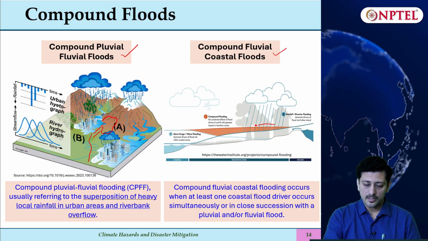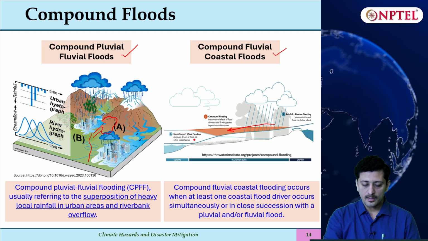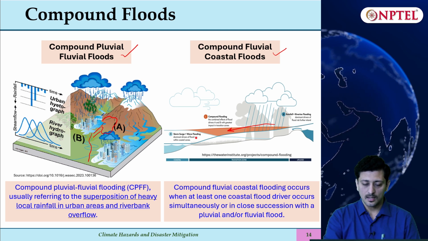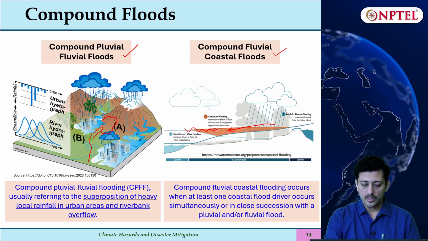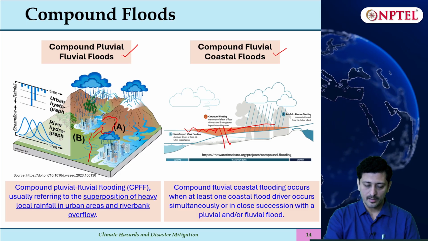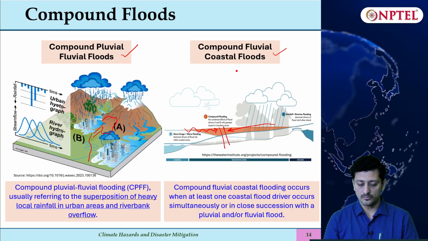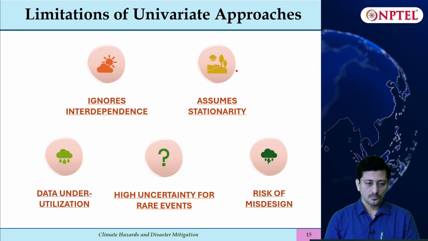In that, there is a flood in the river, and on the coastal area there is a storm surge which is ingressing inside the land, and whenever they meet they produce this kind of compound flood.